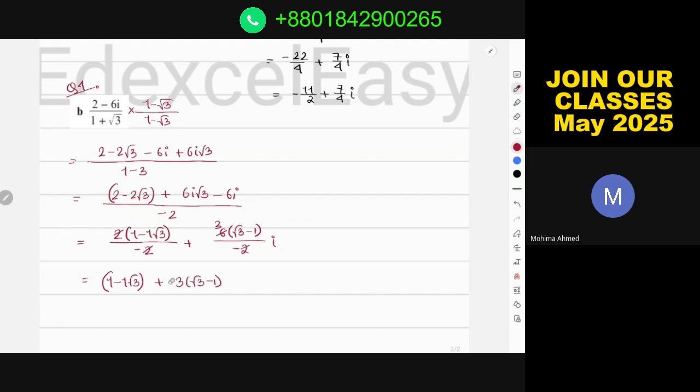This is going to be an i over here. Or I can break this down again: 1 minus root 3 and 3 root 3 minus 3i. This is how you're supposed to do rationalization for complex numbers.